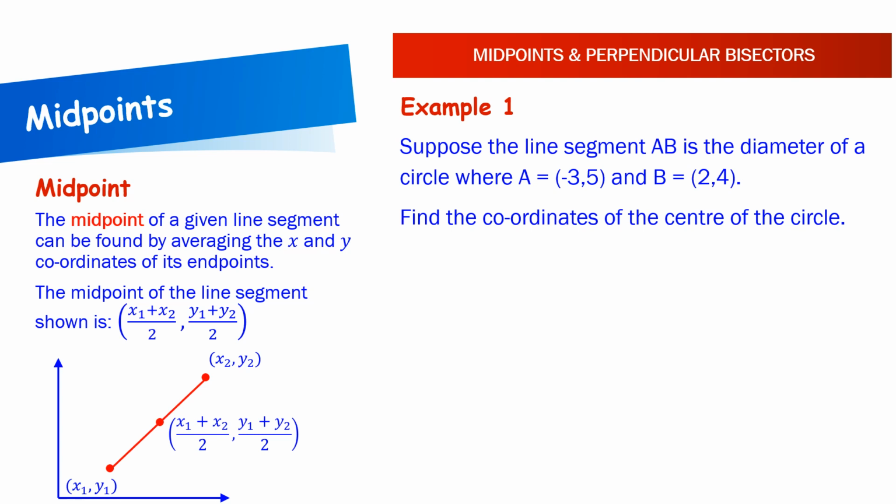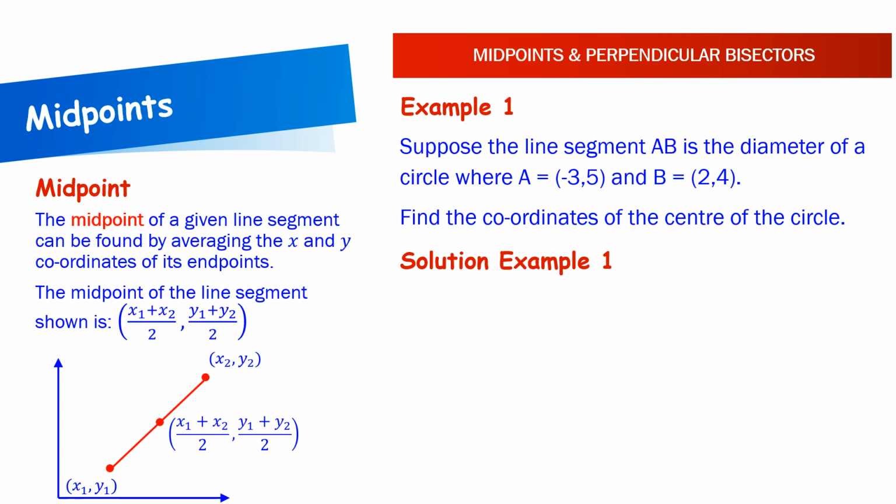So let's have a go at example 1. This asks you to suppose the line segment AB is the diameter of a circle, where A equals (-3, 5) and B equals (2, 4). Find the coordinates of the centre of the circle.